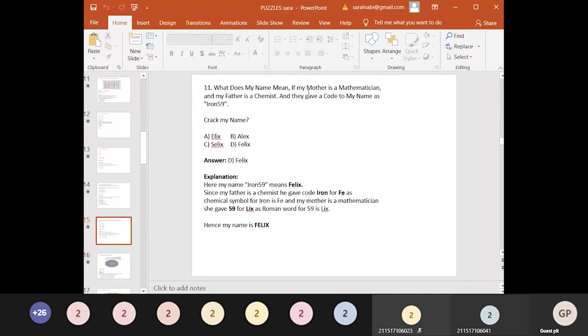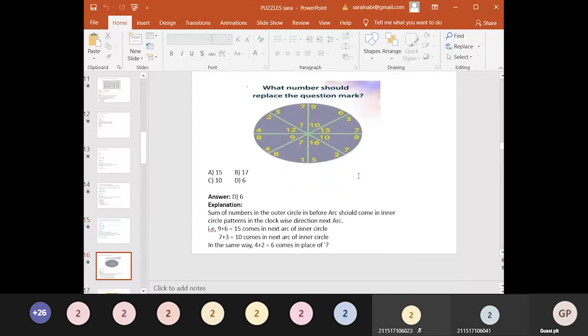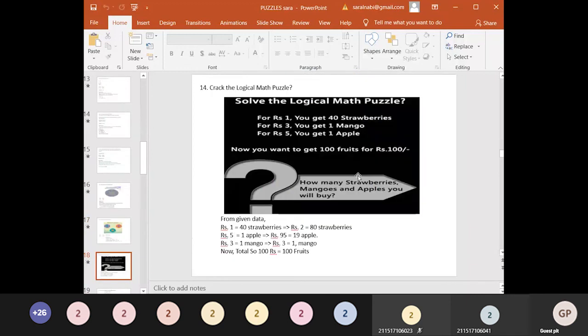What does my name mean if my mother is a mathematician and my father is a chemist? And they gave a code for my name as Ion 59. So we can easily think, and Ion can be written as Fe. So the answer starts with Fe. They have given the fourth answer, Felix. So 59 can be written in Roman letters as LIX. L is nothing but 50, and 9 can be written as IX. So Felix is your answer. Likewise, you can apply your knowledge and find the answers for the question.